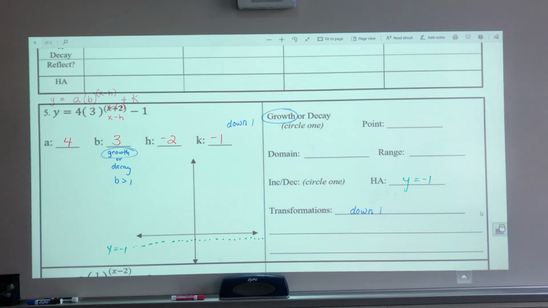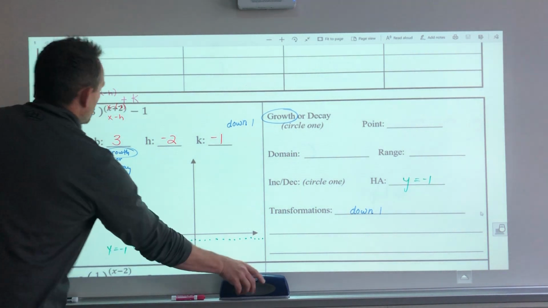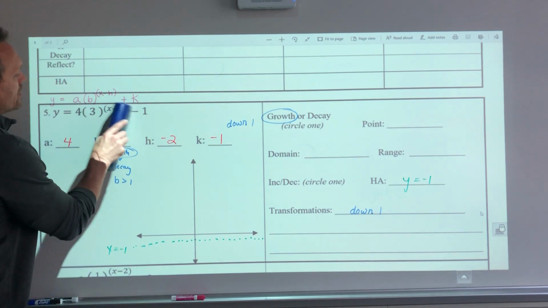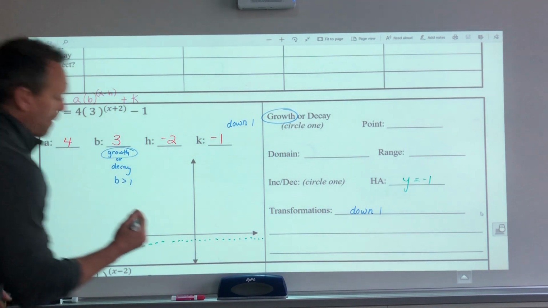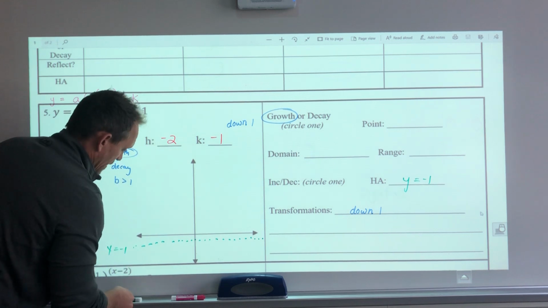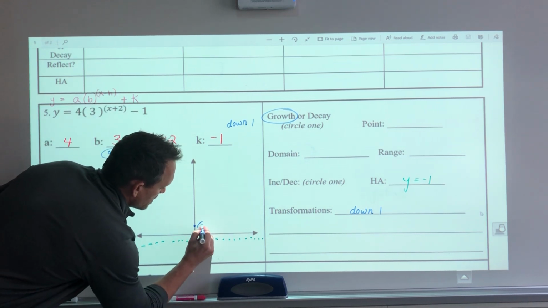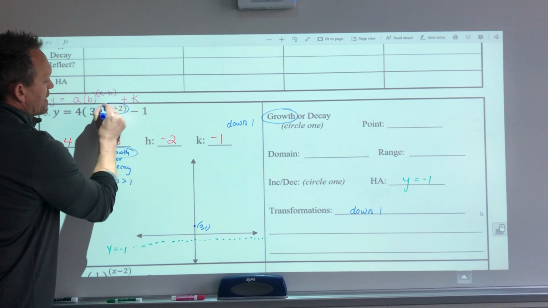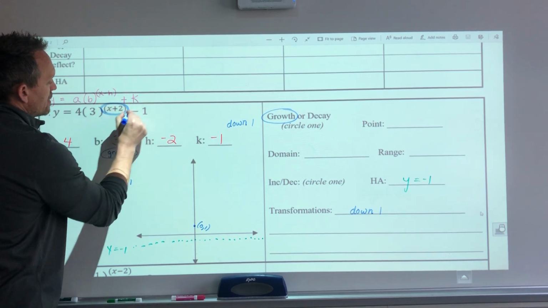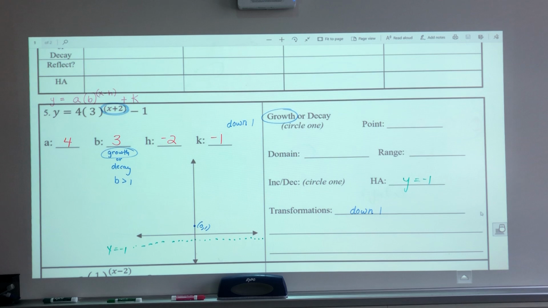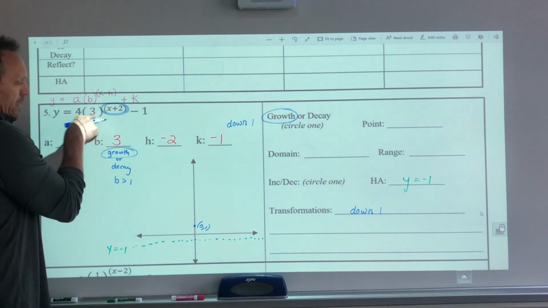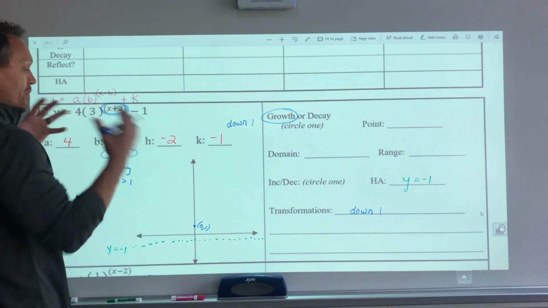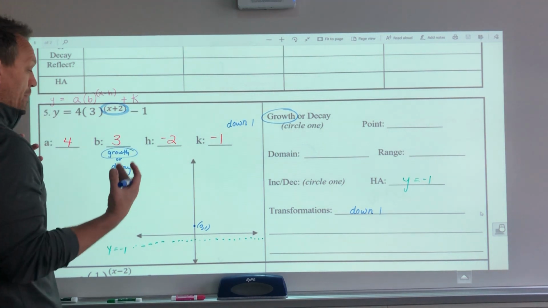Now the point is a little bit of a challenge here. I'm going to erase a little bit of this so we still see the real problem. The point is a little bit of a challenge here because our baseline point is always 0, 1. When you're trying to find your baseline point, you're always trying to make that exponent right there 0. You want that to be zero because if I raise 3 to the 0, it's simply 1. Then I can find where my baseline point is going to be.